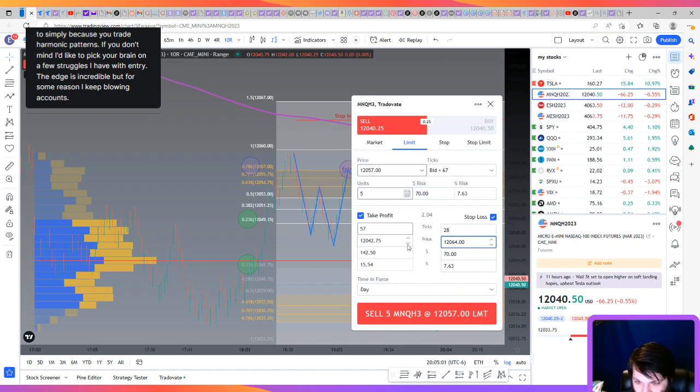If you don't hold it all the way to the second target, let's just say your average ends up becoming something like 47.50. So you're risking $70 to make basically $100. That's kind of what you're looking at on an overall scale.